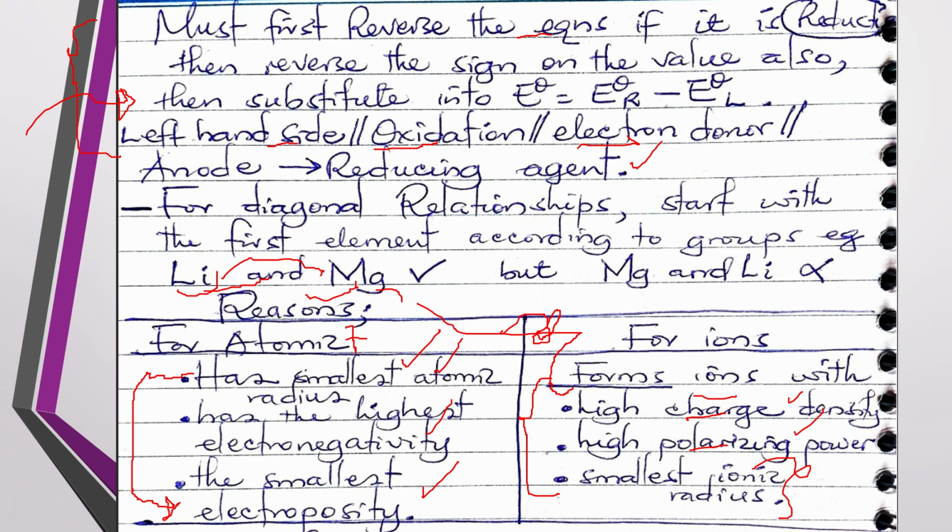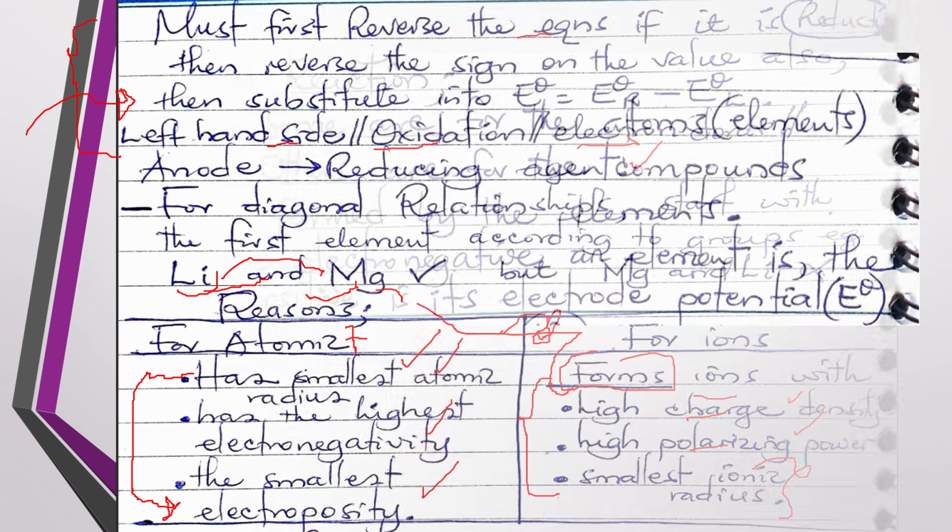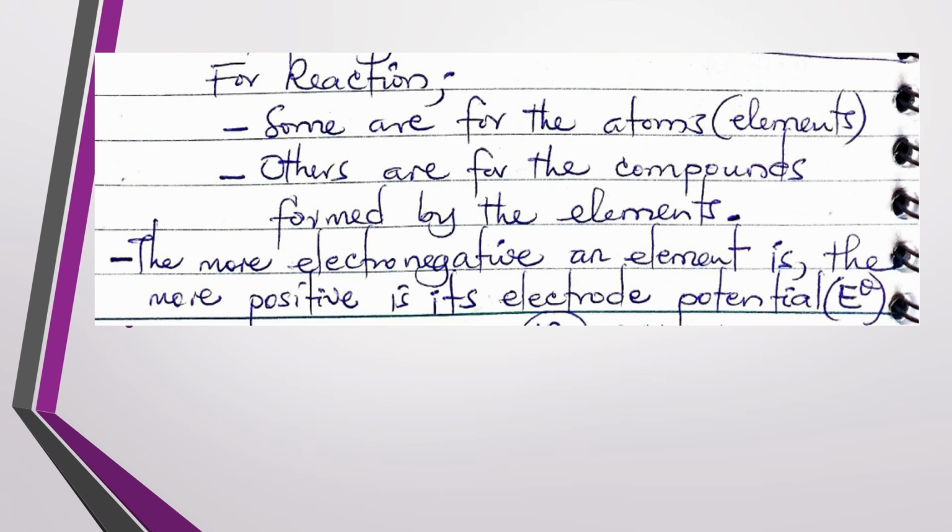So you start by saying both of those two elements in that pair form, yes, I underline this word, both of them form ions with high charge density, high polarization power, and form ions with smallest ionic radius. I hope you have got the difference. So proceeding, for properties involving diagonal relationships, some of the properties that you're going to mention are going to be for atoms or elements, like the way you mentioned it in part A. And other properties that we'll be talking about are going to be for compounds or for ions.